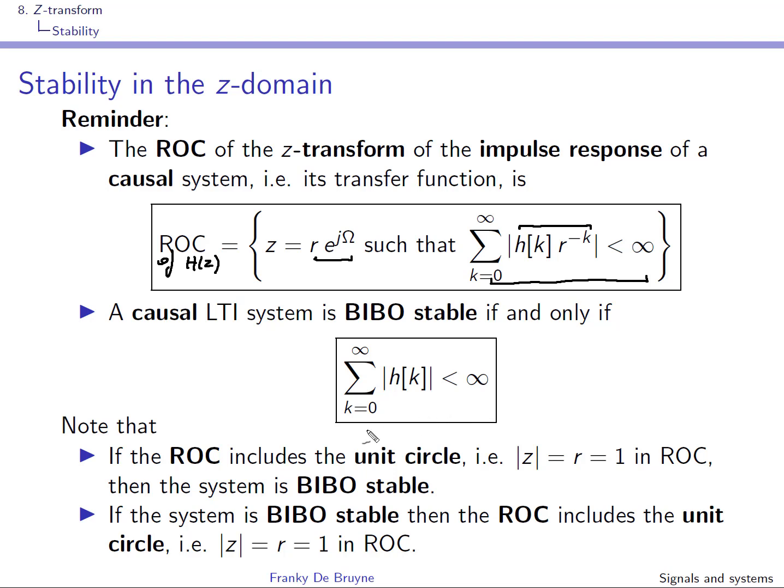So what you observe is that if the region of convergence of the transfer function contains r is equal to 1, so that's the unit circle, then of course this sum is bounded, and therefore the system is bounded input, bounded output stable. Going in the other direction, if the system is bounded input, bounded output stable, then this sum converges, and you can immediately see that r is equal to 1, which is the unit circle, must automatically be in the region of convergence.